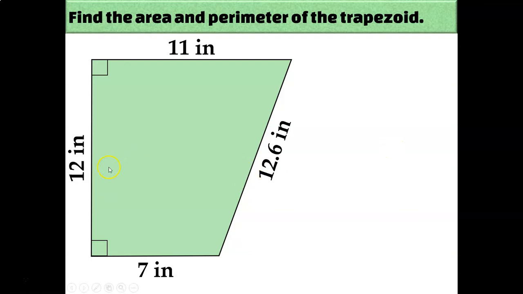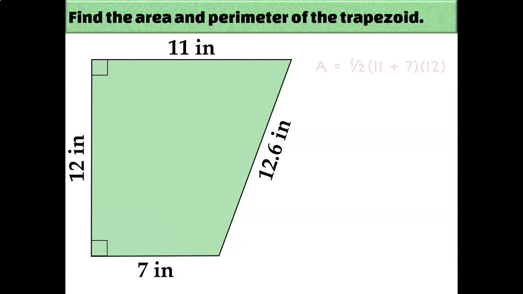So in this diagram, this side right here, labeled as 12 inches, has to be the height because it's perpendicular to base 1 and to base 2. And the bases, you might remember from last chapter when we learned about trapezoids, have to be parallel. So the two sides that have the same slope, that are going in the same direction like this, are the bases.